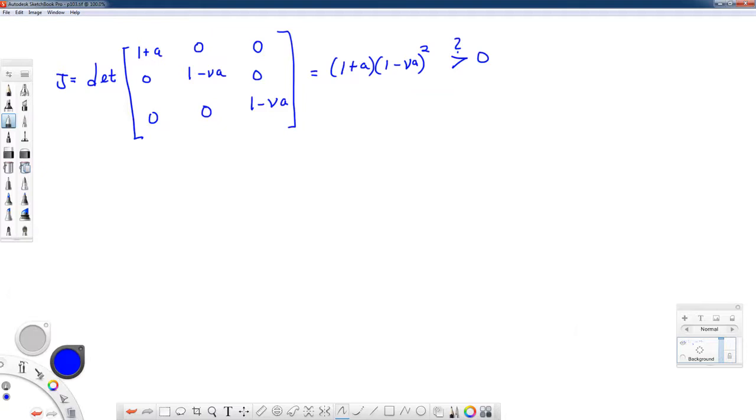The first term we have is 1 plus a, but remember we said that a was much less than 1. So whether that a is positive or negative, the first term is going to be positive for us. Okay, so the answer is yes, and this is an admissible field under the conditions that we have set for it.